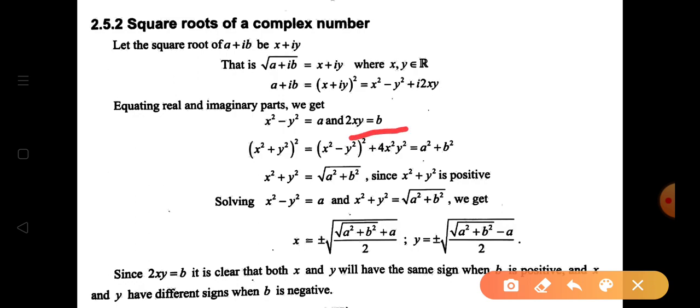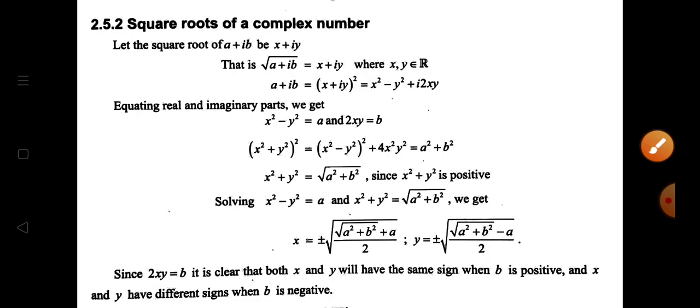Suppose both are negative. x and y may be negative or x and y may be positive. What about b? b is always positive when x and y have the same sign, that is positive or negative. Minus into minus is plus, plus into plus is plus. So 2 into xy is equal to b. It is clear that both x and y will have the same sign when b is positive.